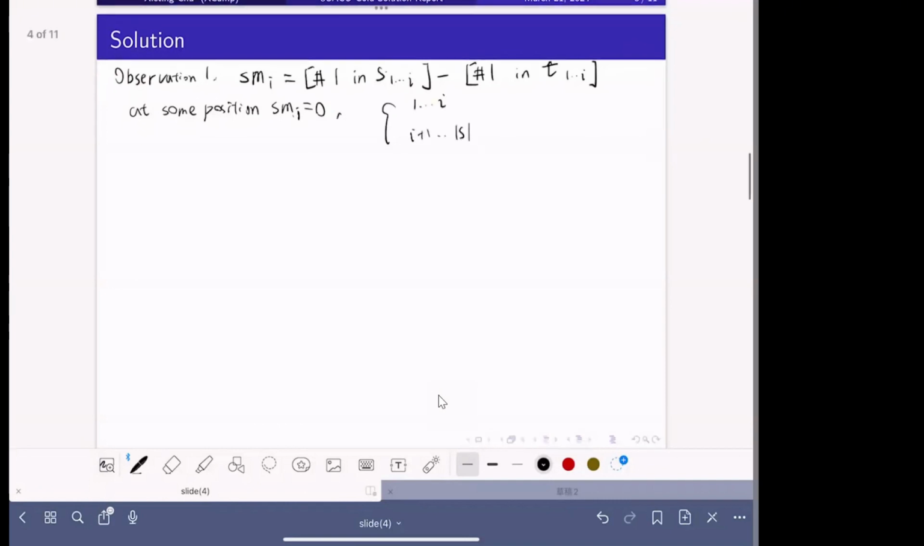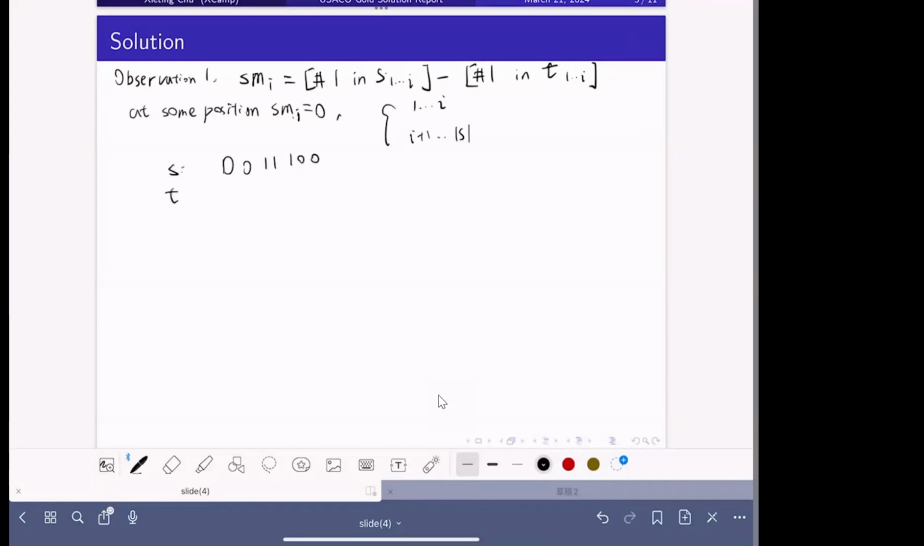So for example, if S is 0, 0, 1, 1, 1, 0, 0, and T is 1, 1, 0, 0, 0, 0, 1, we can find that at these positions sum_i is equal to 0. And we can split this problem into the first half and the second half. And why is this true?